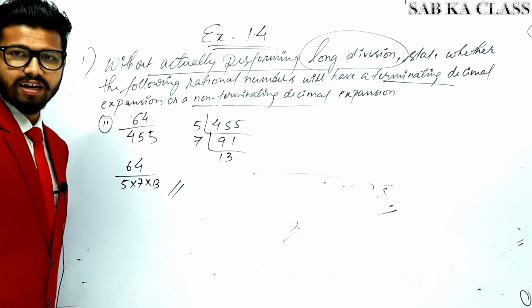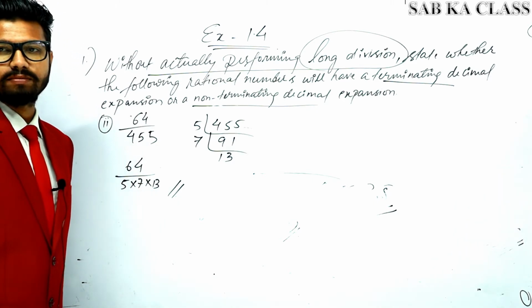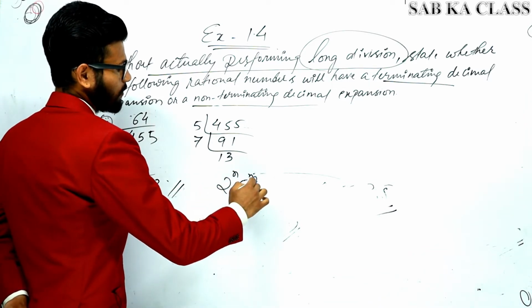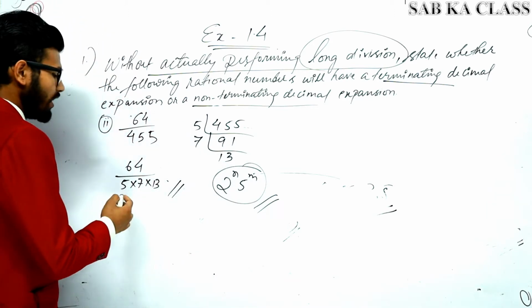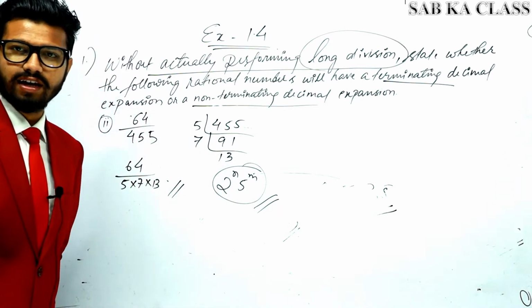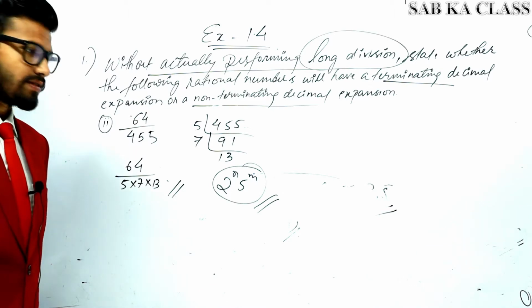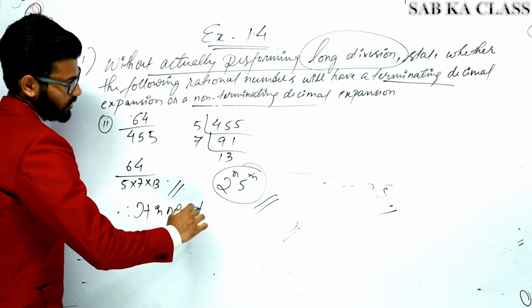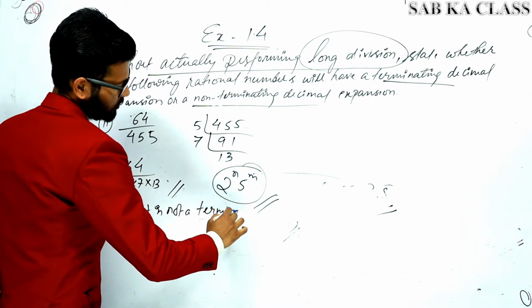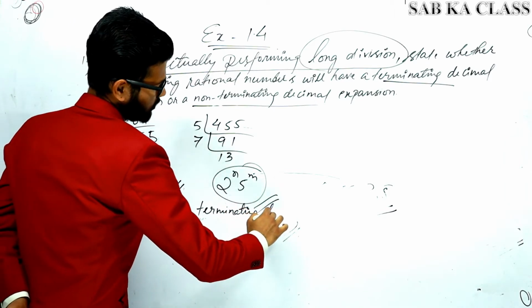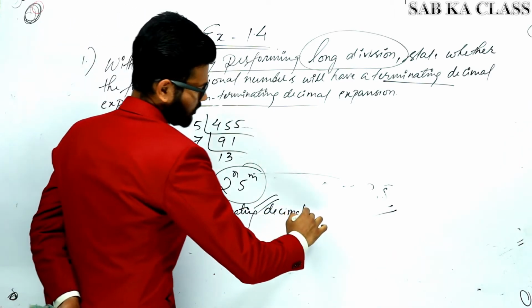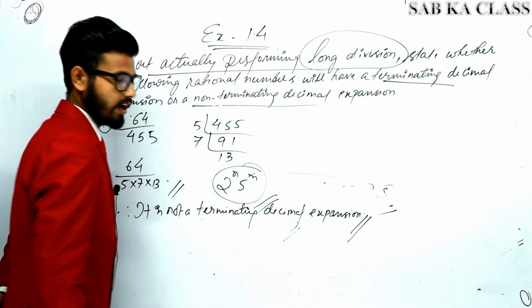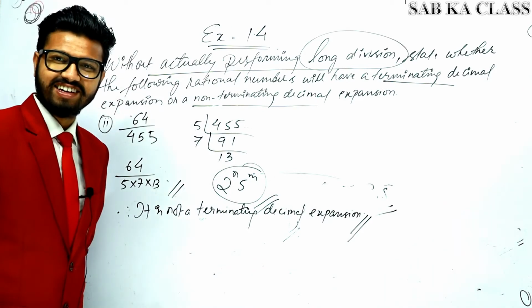So we can clearly say that it is a non-terminating decimal expansion, because the denominator cannot be expressed in the form of 2^m 5^n. 2 and 5 are not present along with 5, other numbers are also present. Therefore, it is not a terminating decimal expansion. I hope it is clear. Very simple, isn't it?